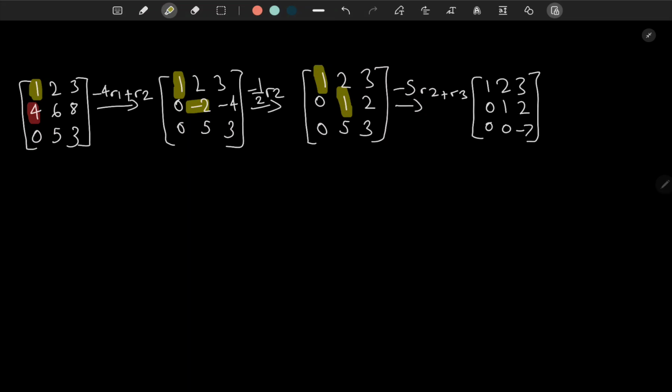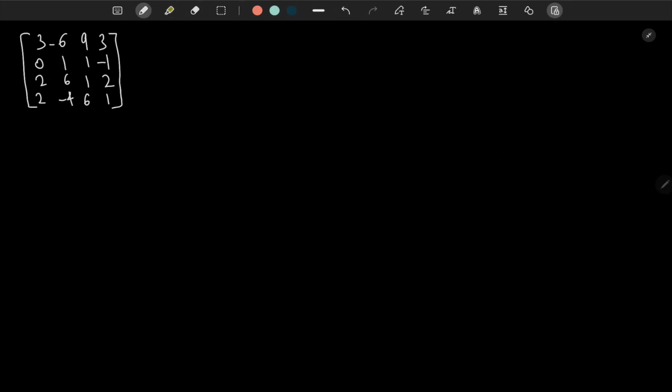And one last time we will check for the condition. So the first element is 1, below it is zeros, the next non-zero element in the second row is again 1, and below it is also 0, and the last element here is -7. So this is REF, and we have successfully converted it into row echelon form. So in the next example, we are going to convert a 4 by 4 matrix into REF.